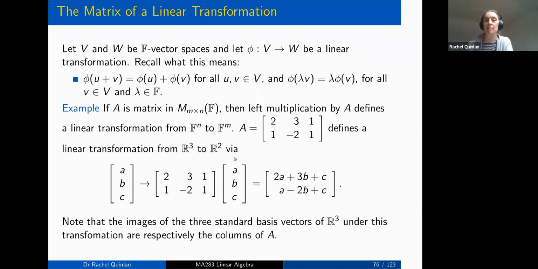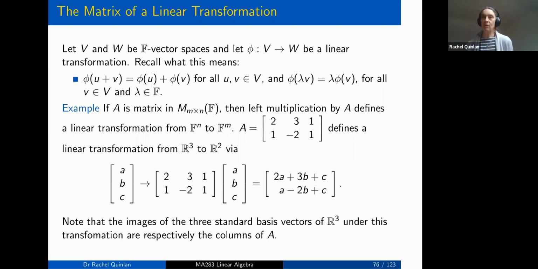This example, for instance, defines a linear transformation from R^3 to R^2 to be the transformation that takes any vector (a, b, c) and sends it to the linear combination of the columns of the matrix whose coefficients are a, b, and c, which is that matrix-vector product. Okay, so the images of the three standard basis vectors under that transformation are just the three columns of the matrix A. So that's an example of a linear transformation that arises from matrix multiplication.